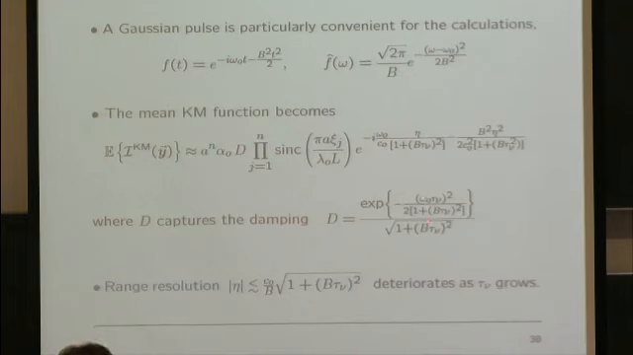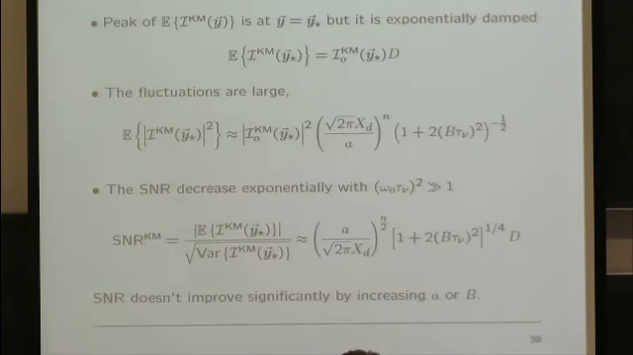Okay, and remember that I'm in a regime where omega tau mu is large, so that is really, really small number. Okay, so now I compute the variance, and the variance doesn't decay.